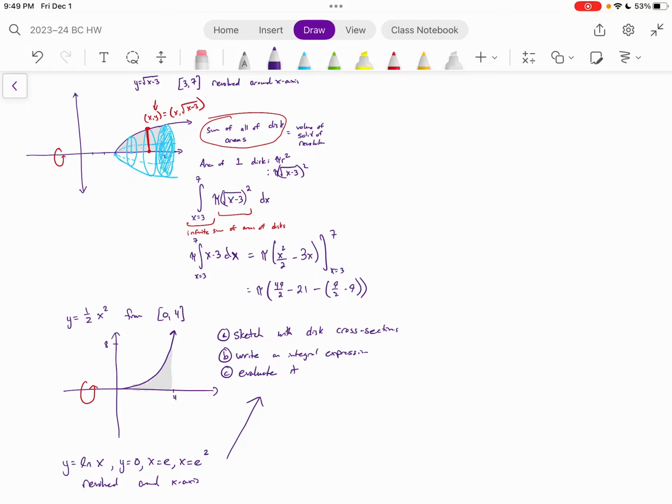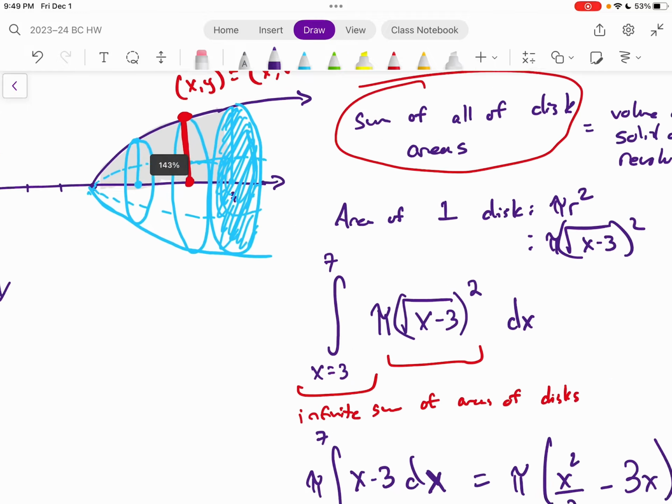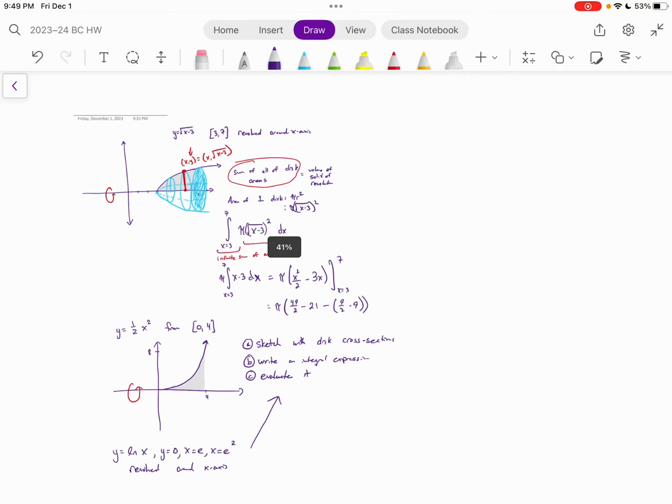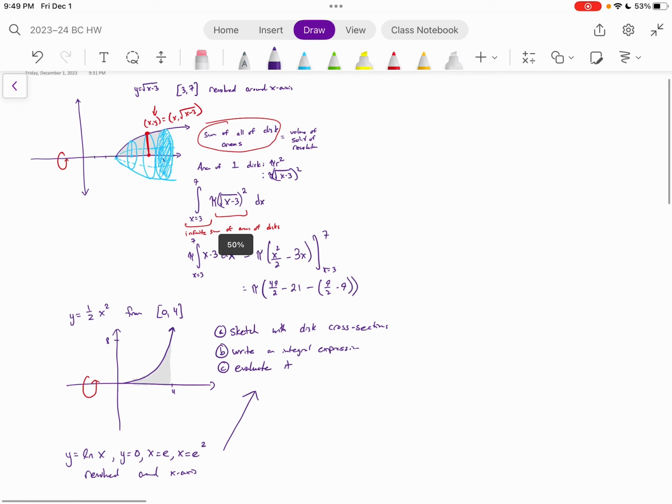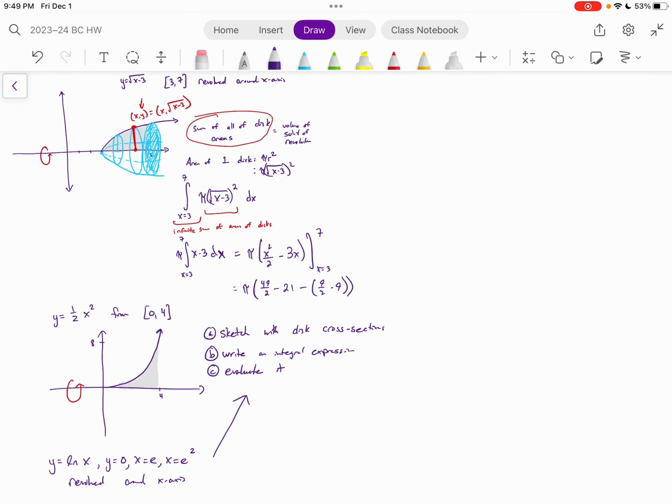So sketch with the cross sections, kind of like I did with that blue. If we zoom in, this drawing kind of stinks, but if you zoom out, it looks kind of okay. And then let's write an integral expression and evaluate it. Maybe we'll have colored pencils, and maybe we'll be at the board trying to make pretty pictures on Tuesday.